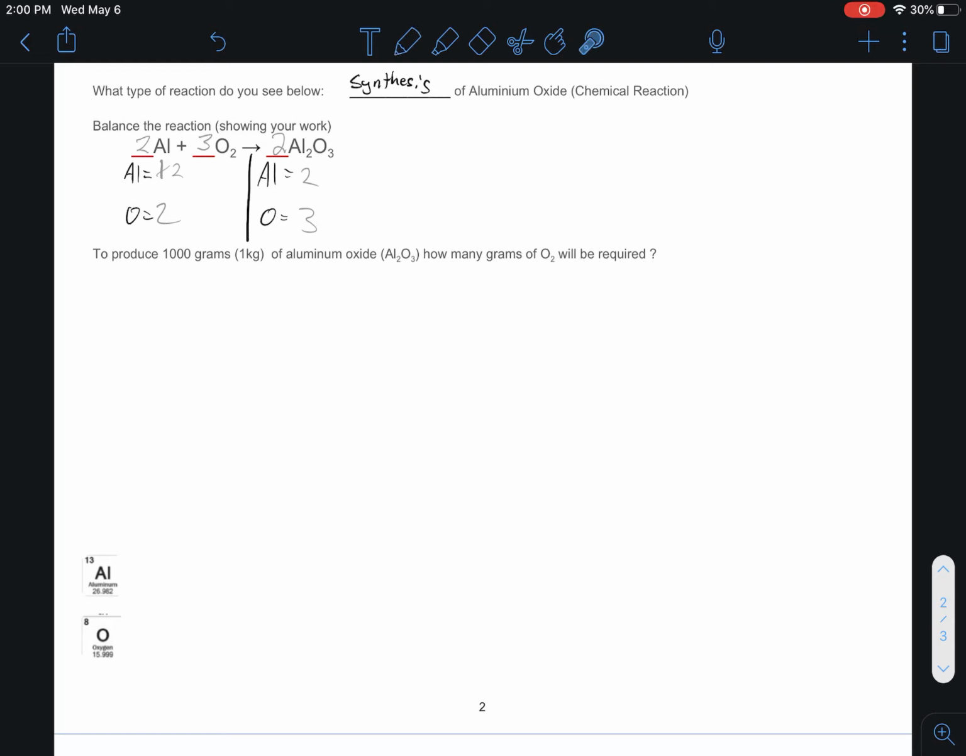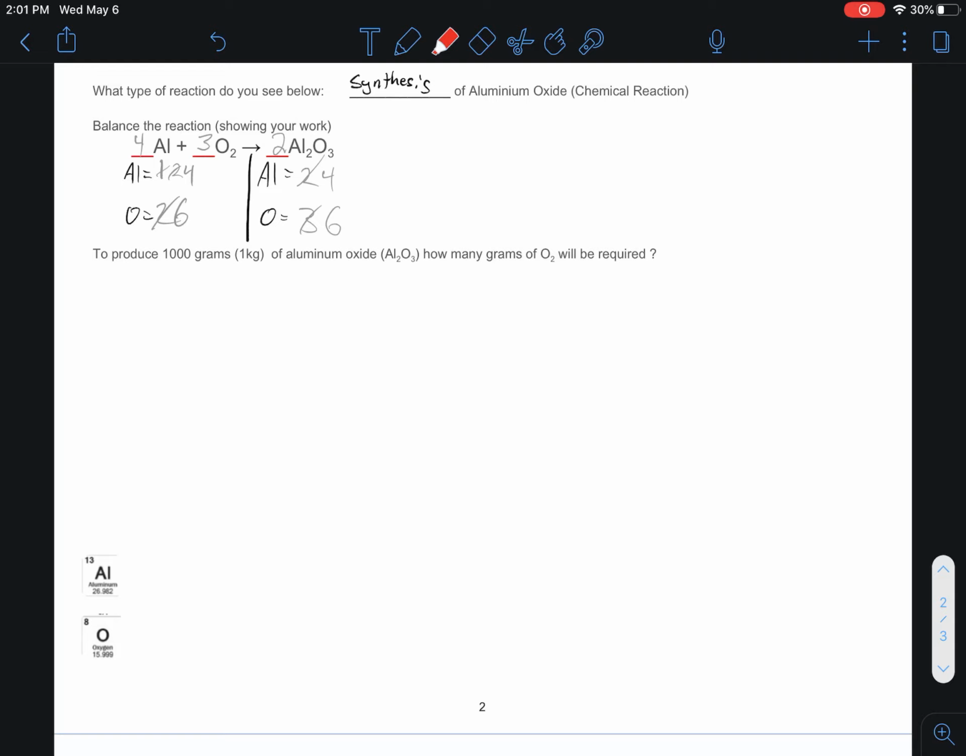Let's make sure that works. 3 times 2 gets me to 6. Aluminum, 2 times 2, that brings my aluminum up to 4. And 2 times 3 gets me to 6. That was good for my oxygen, but whoops, that's what I meant by the aluminum going out of balance. So I'm going to get rid of the coefficient of 2 on the reactant side for aluminum and make that a 4 instead. Now I have 4 aluminum, and 2 times 4 is 8 aluminum. 3 times 2 oxygen, 2 times 3 is 6 oxygen. We're balanced.